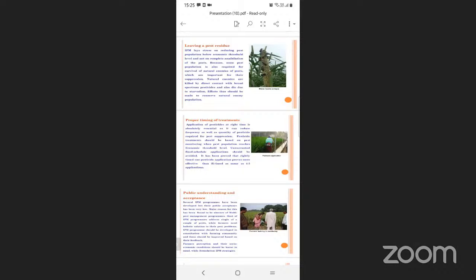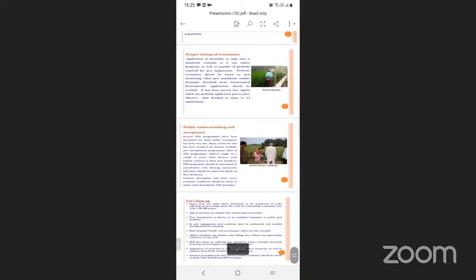Next one is public understanding and acceptance. Public understanding and acceptance means those who have not studied up to the PhD level or degree level, they are the ones who go for farming. So to make them understand, with their practices, how important this IPM program is, we should create awareness among them. Several IPM programs have been developed, but the public acceptance has been very low till now.